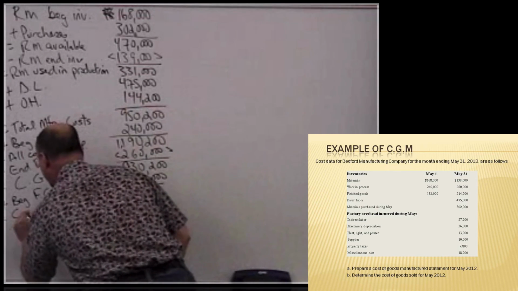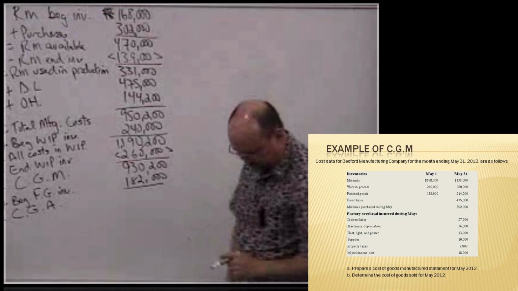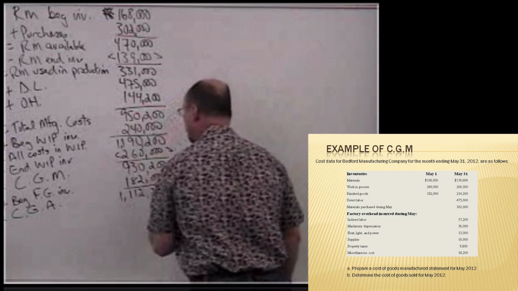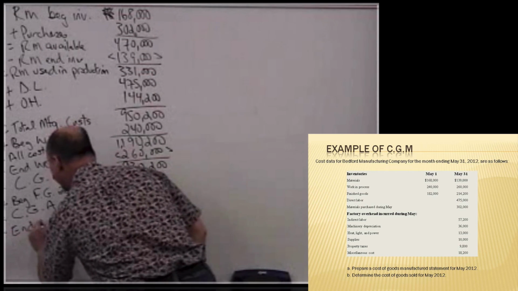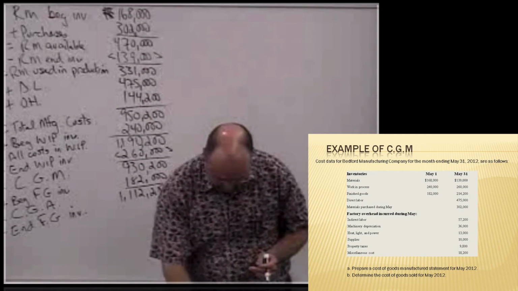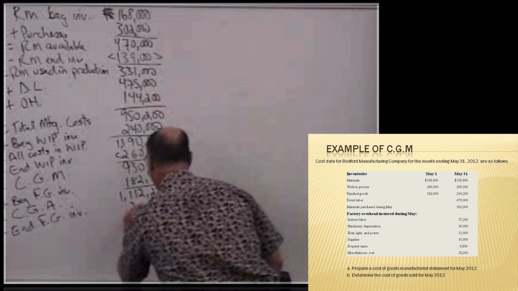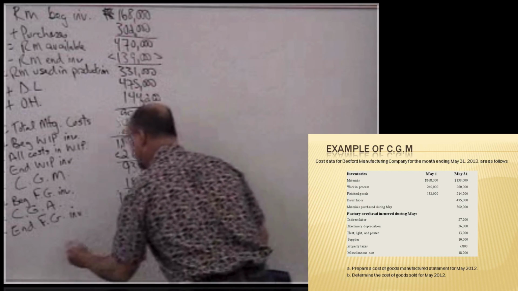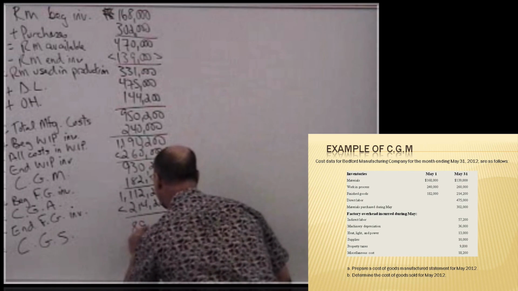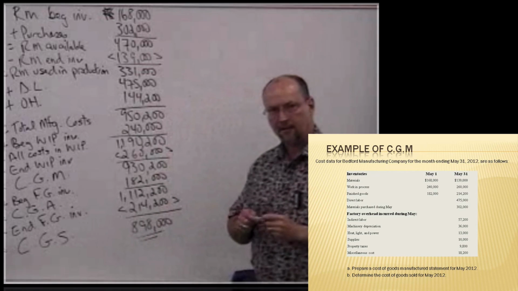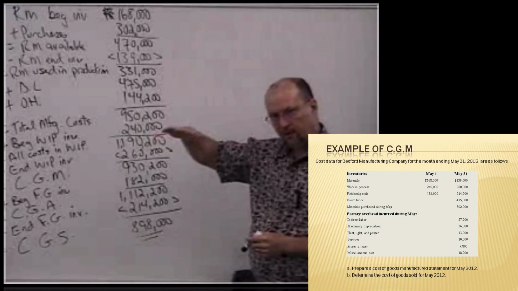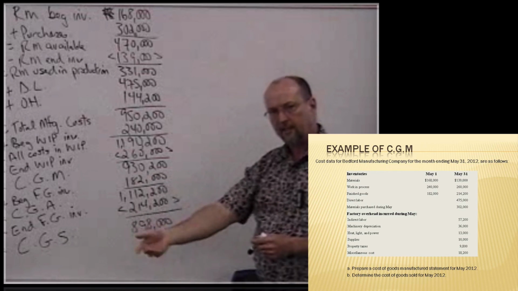And this equals cost of goods available for sale. And that's 1,112,200. From this, we subtract ending inventory for finished goods. This is the completed cars that have not yet been sold to the dealerships, 214,200. And at long last, cost of goods sold, which goes on the income statement, of $898,000. And then on the income statement, we'll have sales revenue minus cost of goods sold equals gross profit, minus our period costs, operating expenses, operating income, et cetera.